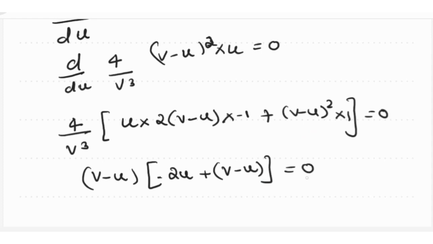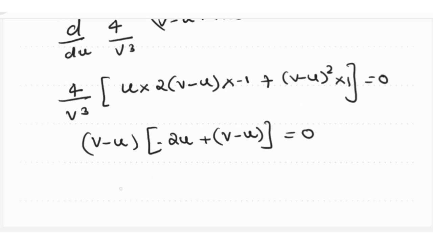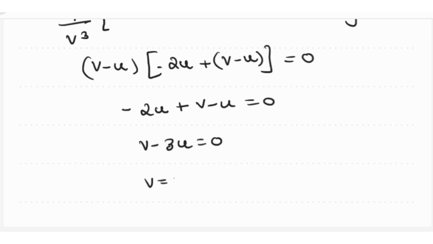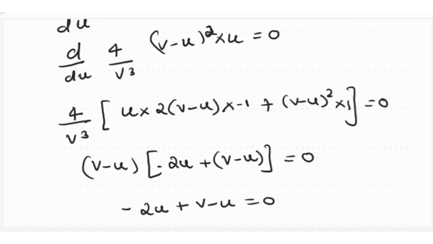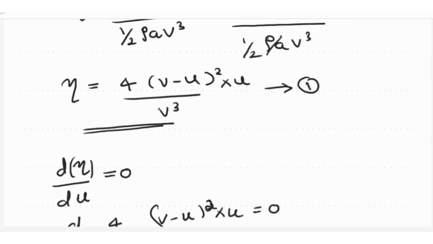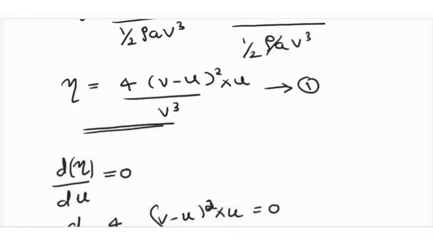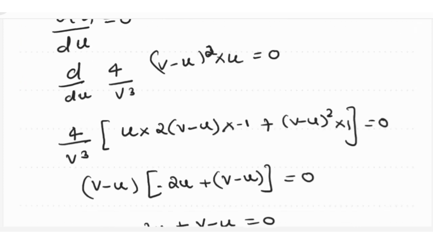Similarly, I will take this to the other side. What is left is minus 2u plus v minus u, that will be equal to 0. v minus 3u is equal to 0, so that is v is equal to 3u. So substitute this value in equation number 1. In this equation we have to substitute, in the equation for eta.